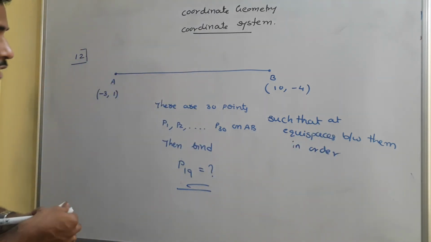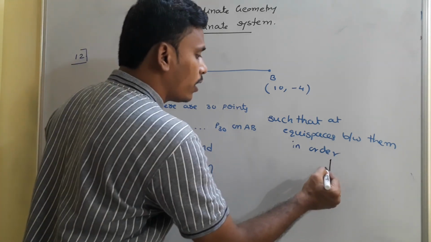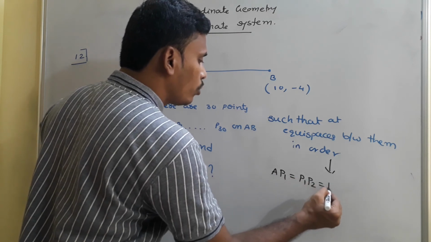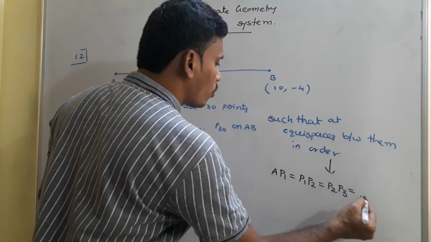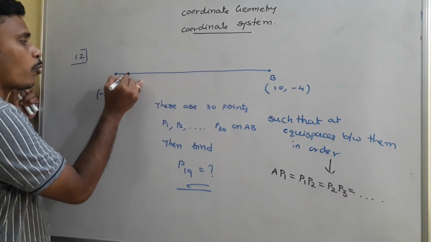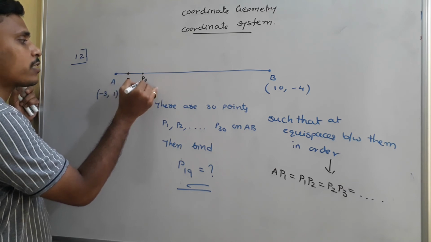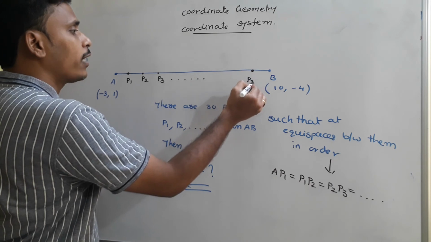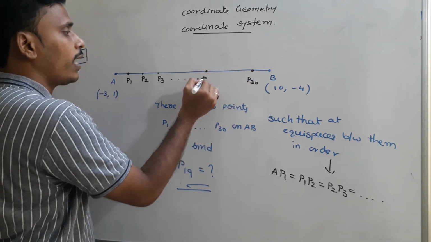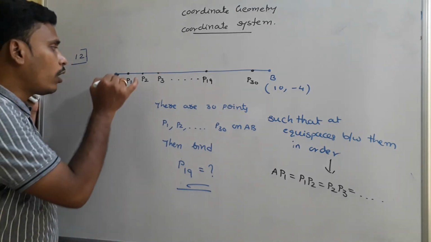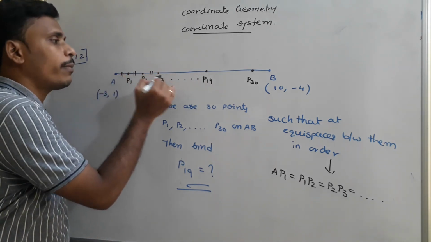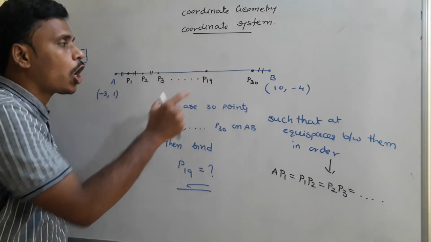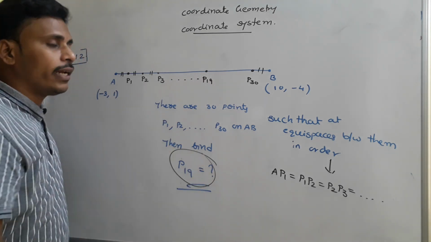See, the phrase arranging all these points with equal spaces between them in order just indicates that AP1 is equal to P1P2 is equal to P2P3 and so on. In the sense we need to indicate the points somewhere, P1 here, next P2 and next P3. Like that if you indicate, before B you will get P30. And somewhere in between we have P19 also. All these parts are of equal length. That's what they mentioned. They have equal spaces between them and we need to arrange the points in order. So in such a case we need to find P19.